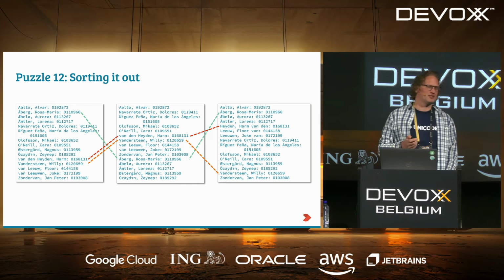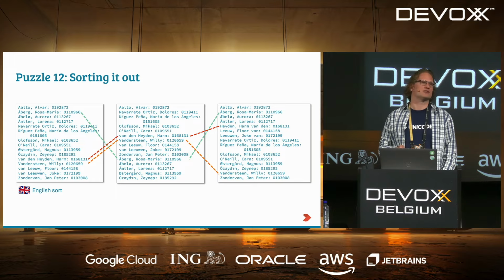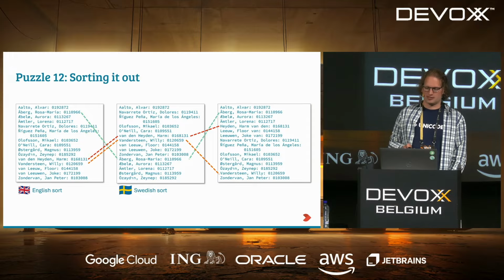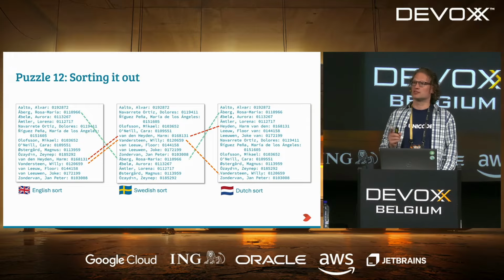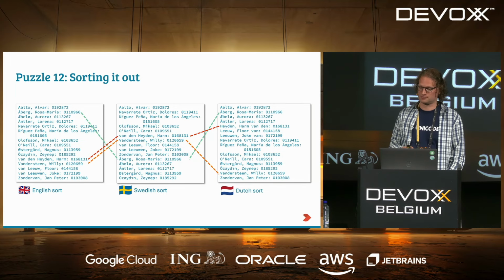The answer is, of course, it depends on which locale you're in. So on the left is what you usually see in English. The middle is Swedish, and the right one is Dutch, where you ignore the infixes when sorting. But that's different again from Flemish, where you should include the infixes.